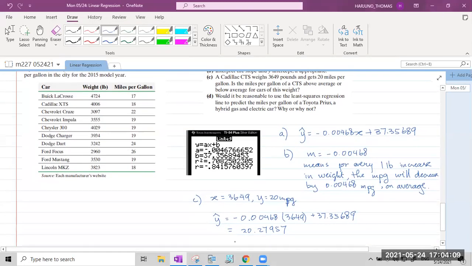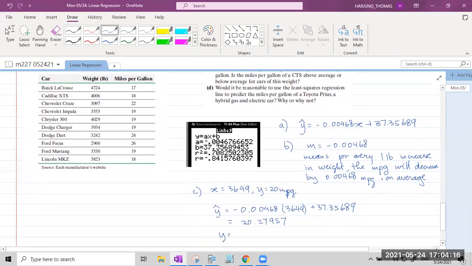Okay, now that's the predicted miles per gallon. Now the fact that Y is only 20 means that it's below the prediction, below the average. In other words, if the car weight is 3,649, then we expect the mileage to be 20.28 miles per gallon. Apparently here it's less than that, but I believe it has something to do with the way they round these miles per gallon. Usually they round it to one decimal place.